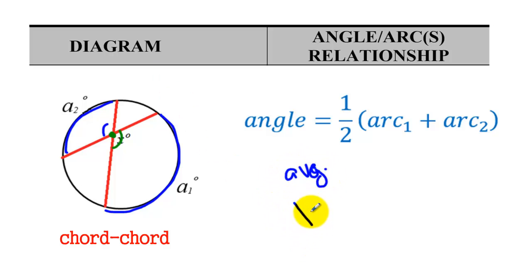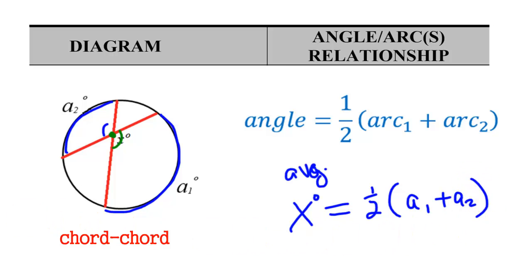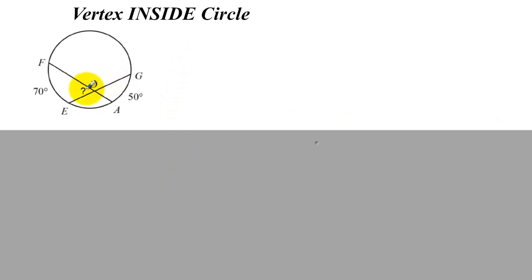So to find angle x, we're going to average the arcs. Angle x would be 1/2 of the sum of arc 1 and arc 2 as a formula. So let's try that in an example. Our job is to find our angle x here.